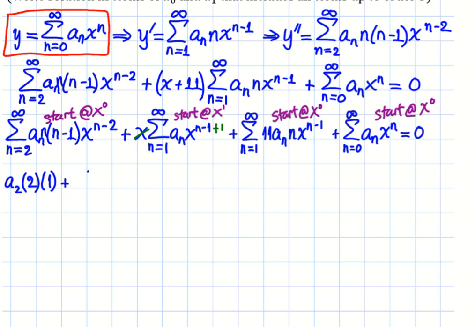Next, since we have n equal to 2, the series now can start from 3, go on to infinity. So n, n minus 1, x to n minus 2. Right. The next series starts at x to the first power, so that's good. No need to change anything. a sub n x to the n.